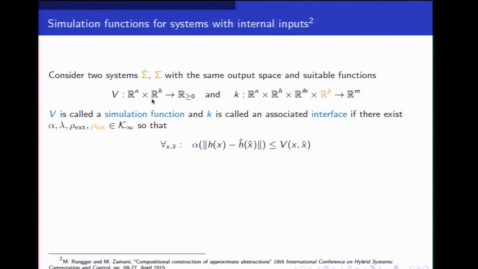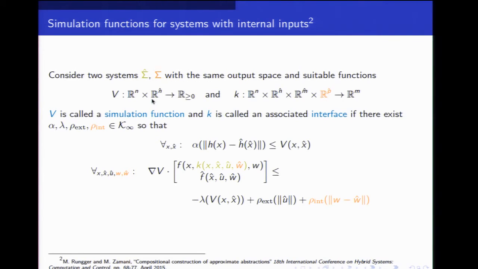Again, the first condition says that the simulation function can provide a closeness guarantee between the output value of the system and its abstraction. The second condition says that the derivative of V is upper bounded by this negative term plus two terms, capturing the mismatch of the internal inputs and the size of the inputs that we feed to the abstraction. So just to summarize, the second condition also provides a quantitative guarantee that if I stay close, I somehow remain close.